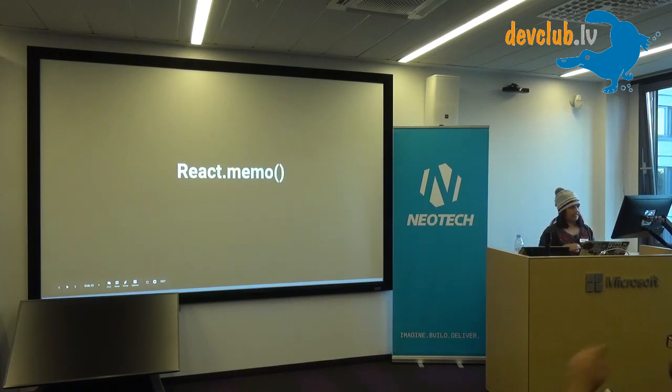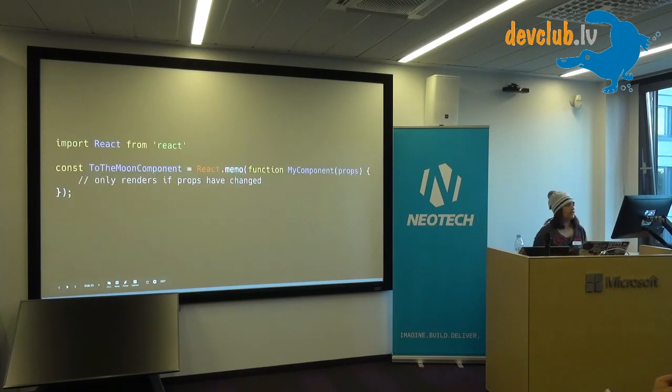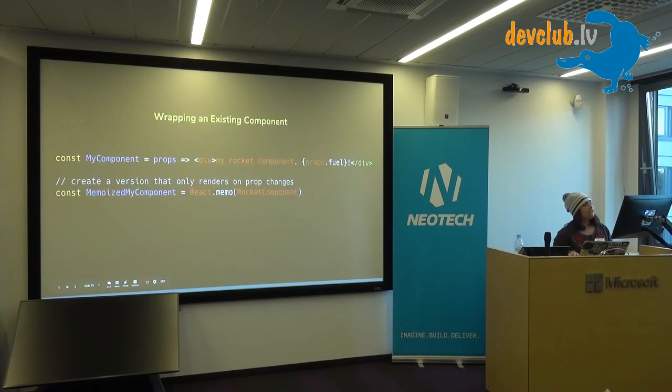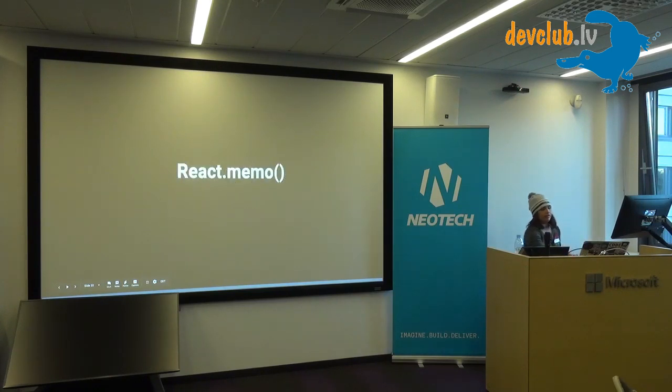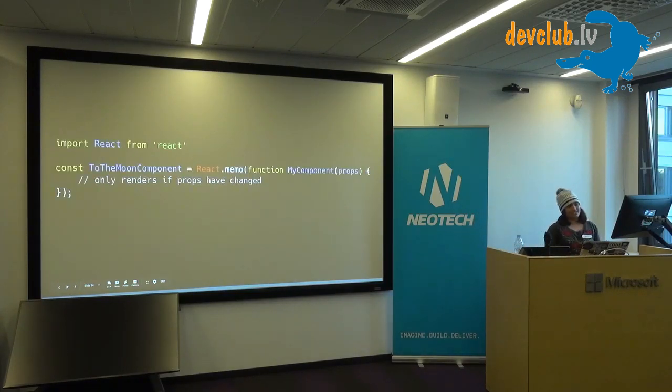So the thing I spoke about, React.memo. What used to happen before is we used to extend the component with PureComponent to see whether the component should render. Basically, the component will only render if the props change. But now, in a functional component, what you could do is something like this. It will only render if the props have changed. So what you do is wrap it in React.memo.